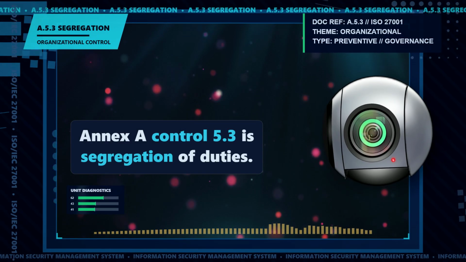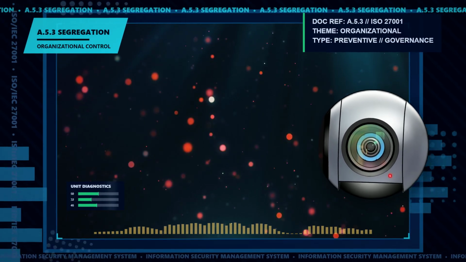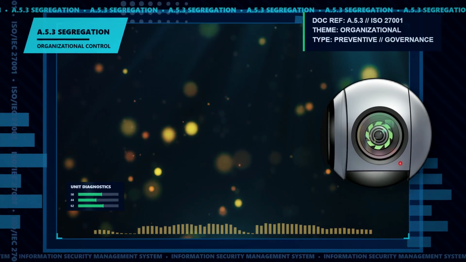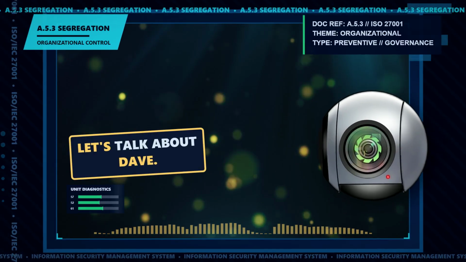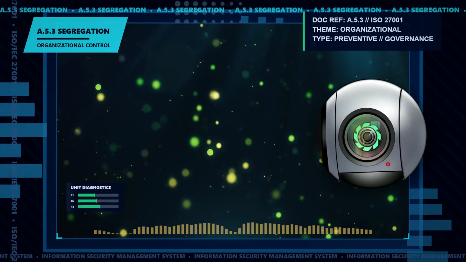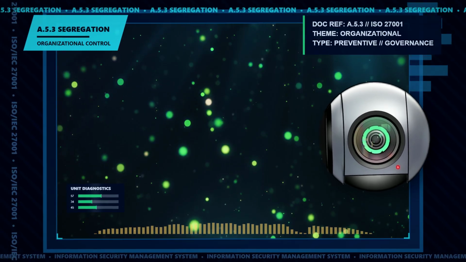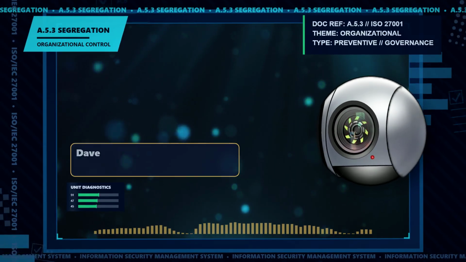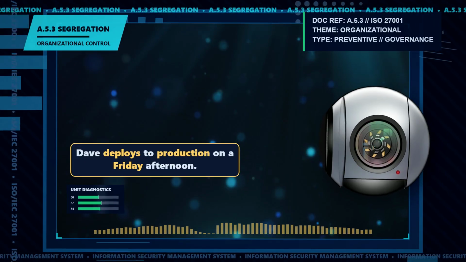Annex A Control 5.3, Segregation of duties, or, as I like to think of it, the control that exists because of Dave. Let's talk about Dave. Dave works at a 12-person software company. Lovely bloke. Dave writes the code. Dave approves his own pull requests. Dave deploys to production on a Friday afternoon.